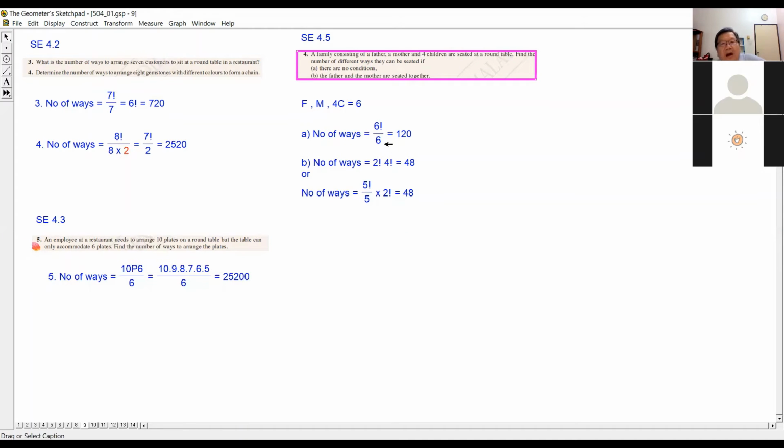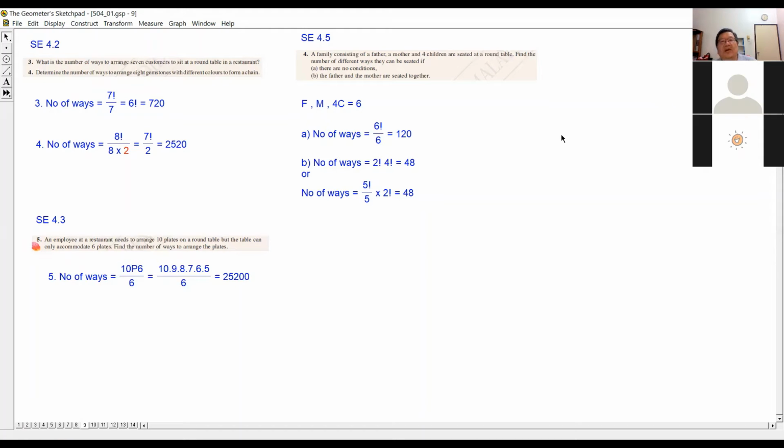6 factorial over 6. Correct. Because how many of them are there? Father, mother, 4 children, there are 6 of them. 6 people you want to arrange in a round table, it will be 6 factorial divided by 6.